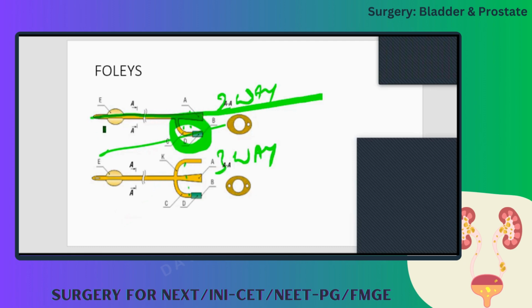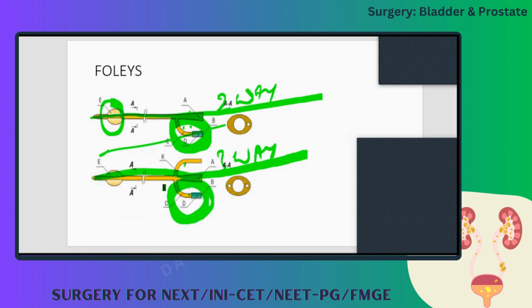Injecting sterile water to inflate the balloon. So in the three-way, urine comes from here outside. This one is to inflate the balloon. And the other one is also there. What is this for?